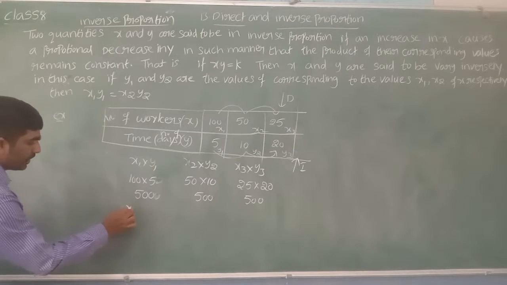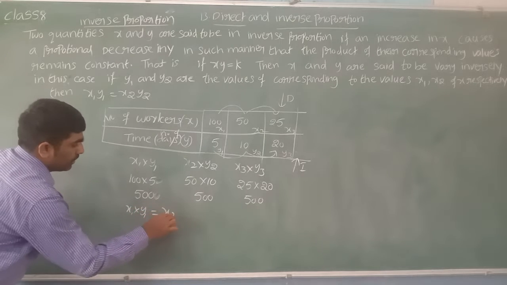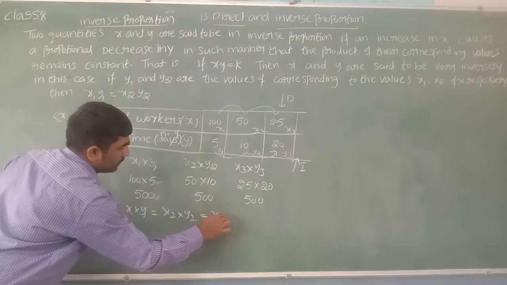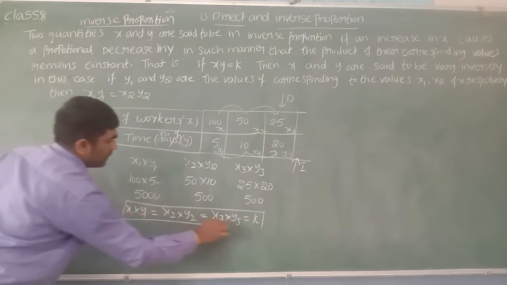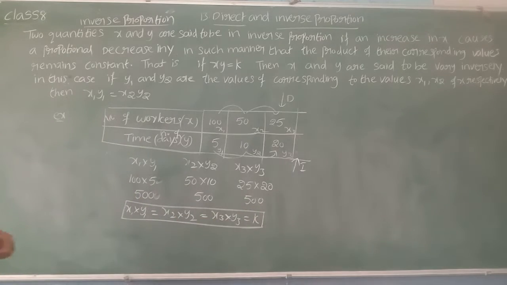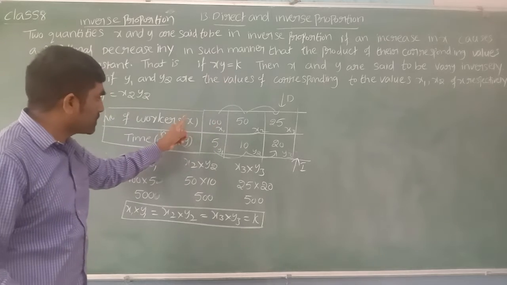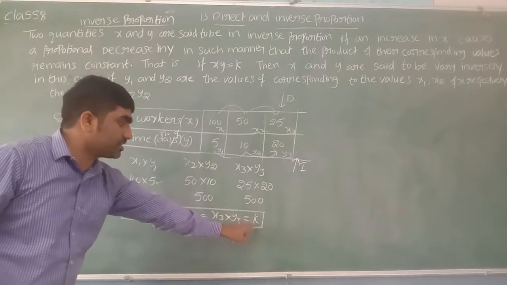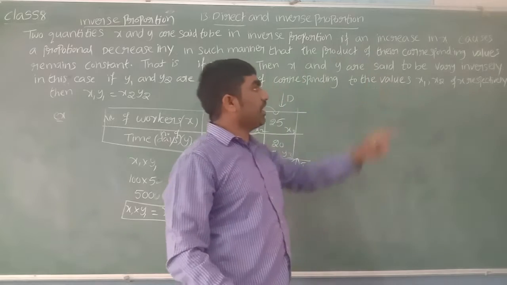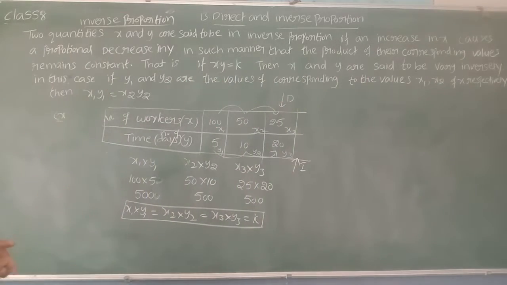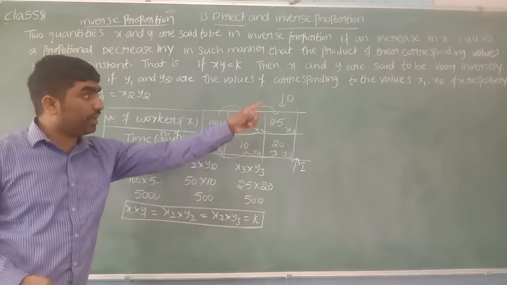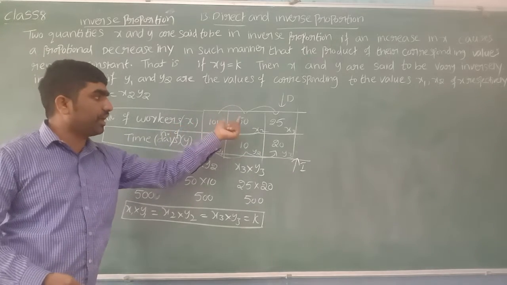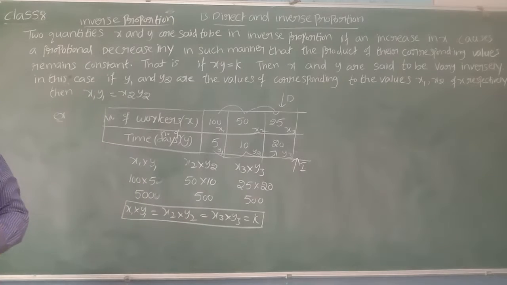500. So we can write x1 into y1 is equal to x2 into y2 is equal to x3 into y3 is equal to some constant k. The product of the corresponding values remains the same constant. x into y, first quantity into second quantity, gives us some constant, then x and y vary inversely. Then we can say that the first quantity and second quantity are in inverse proportion.